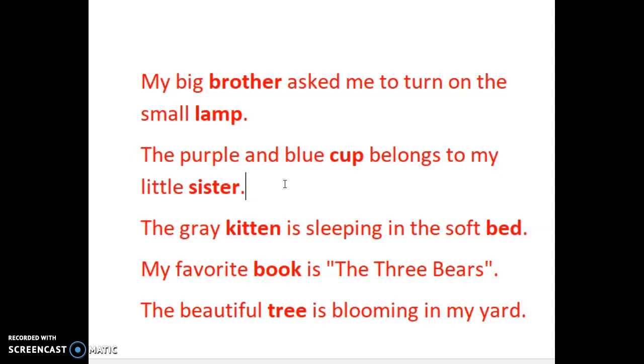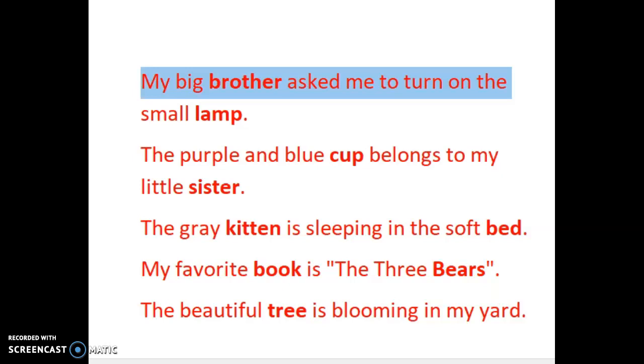My favorite book is The Three Bears. So we have book highlighted there as our subject noun. Which book? My favorite book. So favorite is our adjective telling us which book. I see another adjective here. Can you find the other adjective? Yeah, our other adjective is the number 3. How many? How many bears? 3 bears. So bears could be highlighted as well as a noun in the title of our book. So 3 would be our adjective there.